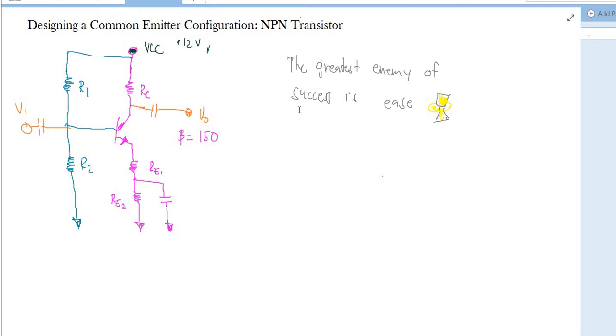Before we begin, I'd like to read this quote. The greatest energy of success is ease.